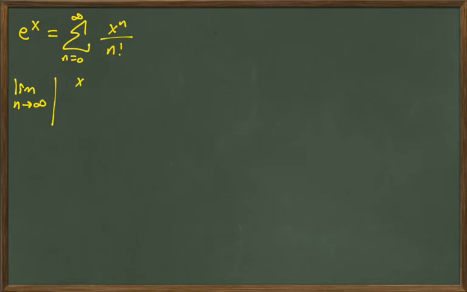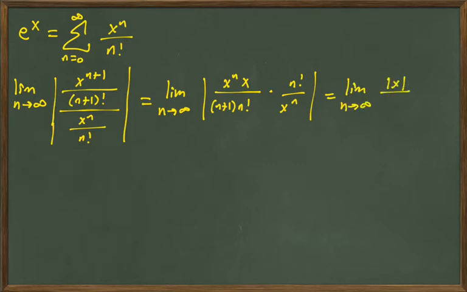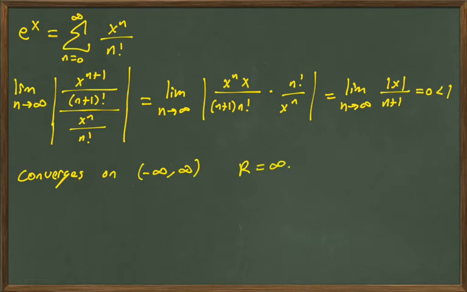Now we're going to find the interval and radius of convergence. So x to the n plus 1 over n plus 1 factorial divided by x to the n over n factorial is equal to the limit as n goes to infinity of x to the n times x over n plus 1 times n factorial over x to the n, which is equal to the limit as n goes to infinity of the absolute value of x over n plus 1. Because x is fixed, this is going to be 0. That's less than 1. And so this can be done for any individual x. And so this is going to converge on the entire real number line. And so our interval of convergence is going to be all real numbers.